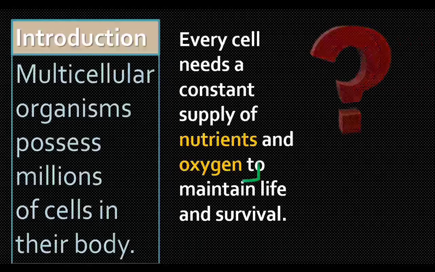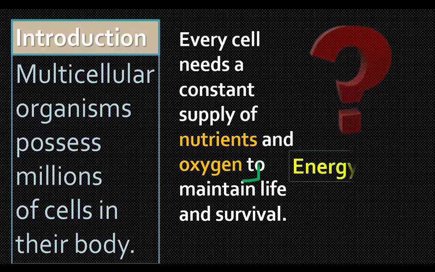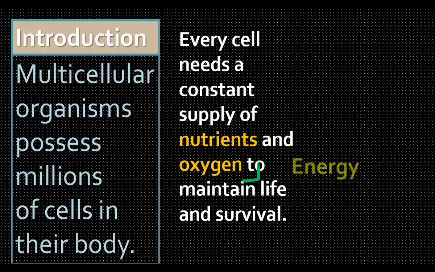Glucose is an example of nutrients. This glucose is broken down by oxygen. This process provides energy. This energy is necessary for all the vital activities of organisms. So there is a need for the transportation of nutrients and oxygen.